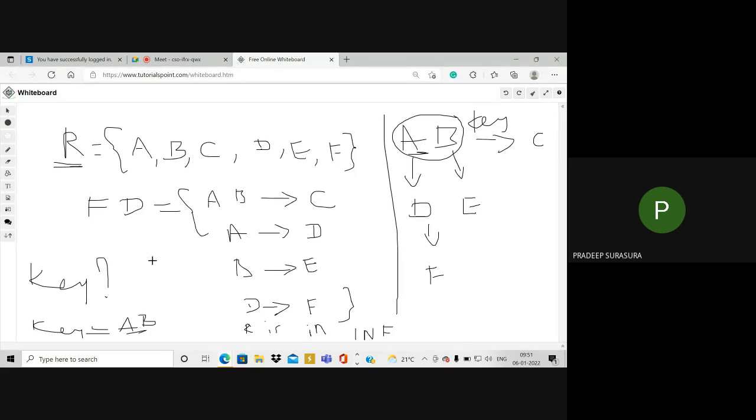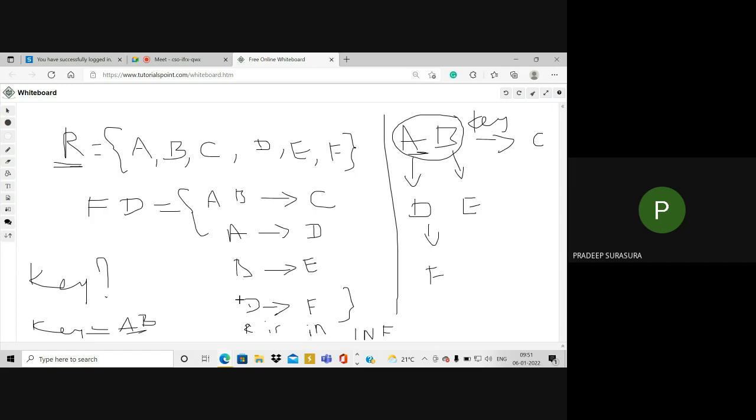You can just write: all values in a given attribute must be atomic. This is the first normal form definition. So we say according to the definition of first normal form, we observe that R has atomic values. So R satisfies first normal form. You have to write like this.